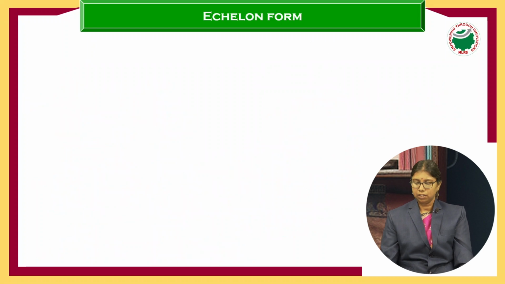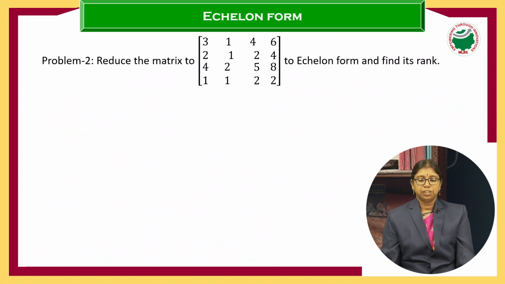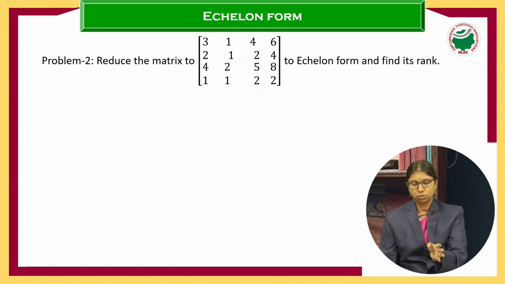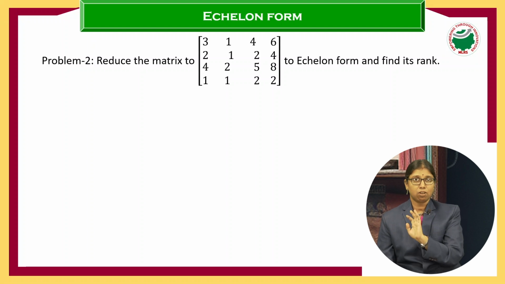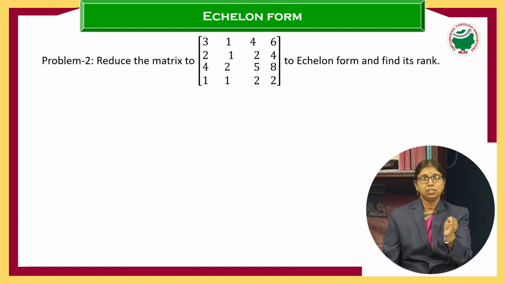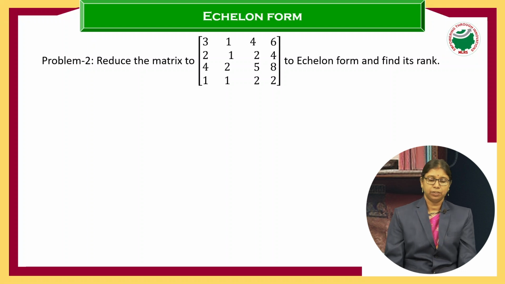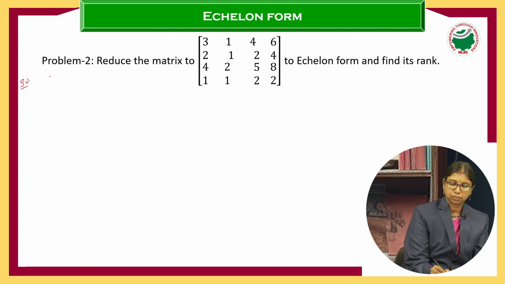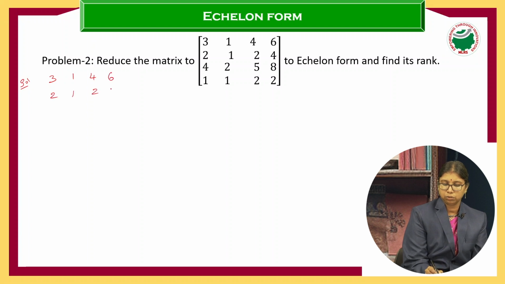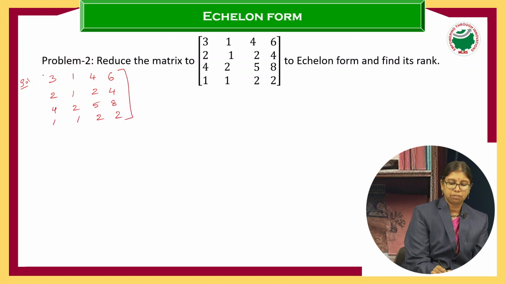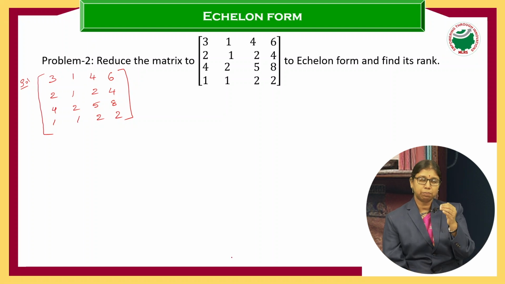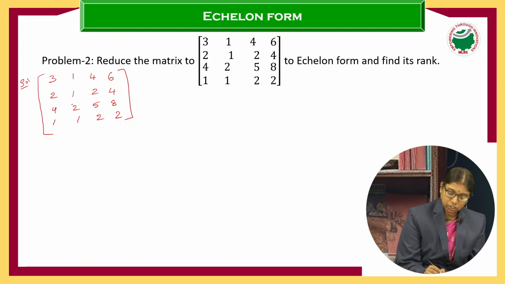We'll see another problem. So the next problem is: reduce the matrix. Here also I have taken a 4 by 4 matrix. You have to reduce this matrix to echelon form, and you have to find the rank also. So echelon form means first your aim is to convert the matrix to upper triangular. So the given matrix is 3, 1, 4, 6, 2, 1, 2, 4, 4, 2, 5, 8, 1, 1, 2, 2. So you have to convert this matrix to upper triangular, meaning first make all the lower diagonal values zero. What are your lower diagonal values?